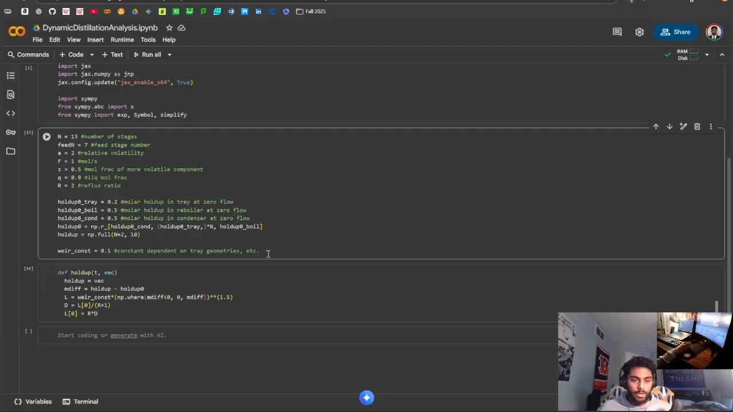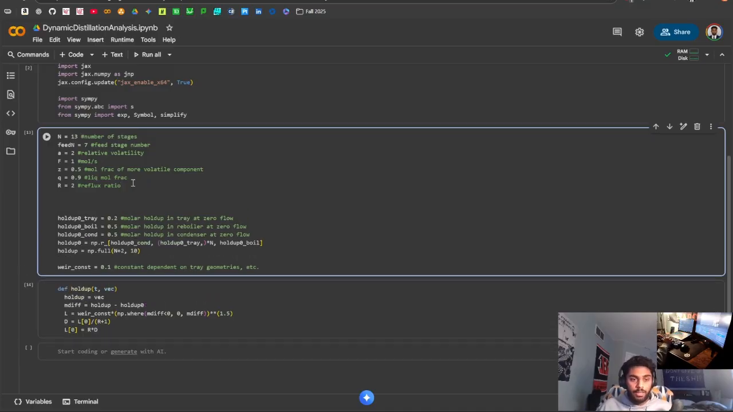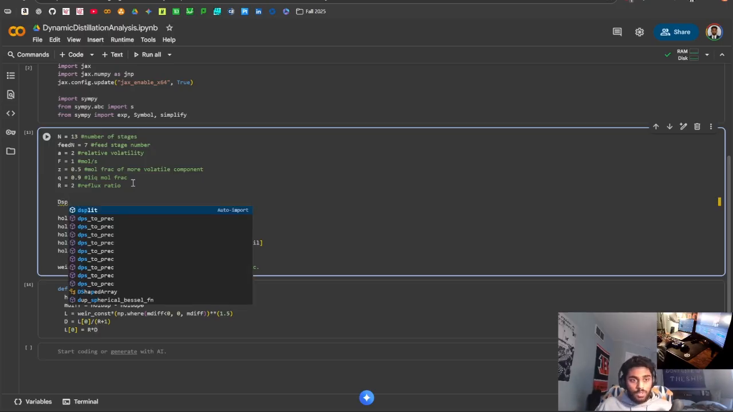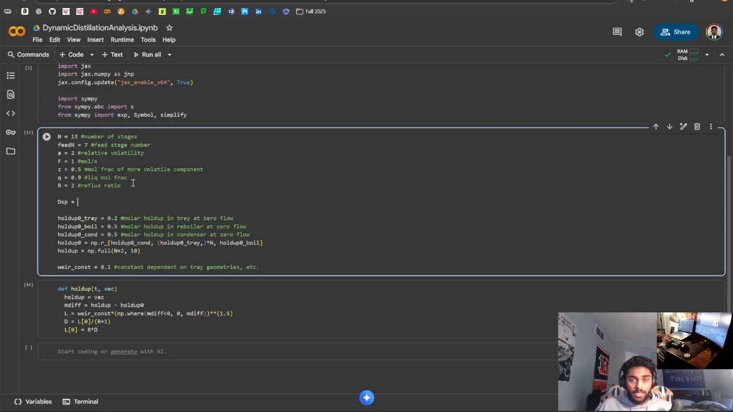So now that we've created an array of our liquid flow rates, we can move on to discussing the vapor flow rates for our distillation column. So first I'm going to start off by defining a desired set point for our distillate flow rate. And we'll say that this set point is going to be half the feed. So something like that.